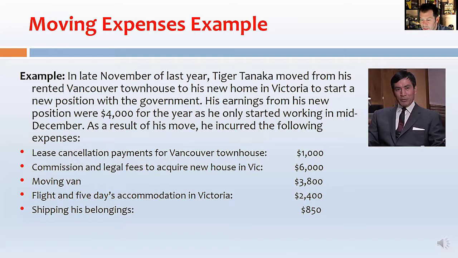And then he ships his belongings, right? He's got a moving van, but there's also a bunch of stuff that's too big to go in the van. I don't know, a grand piano or something like that. So he has it shipped over. Those are expenses.